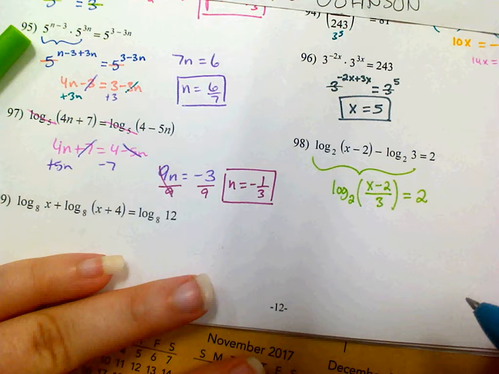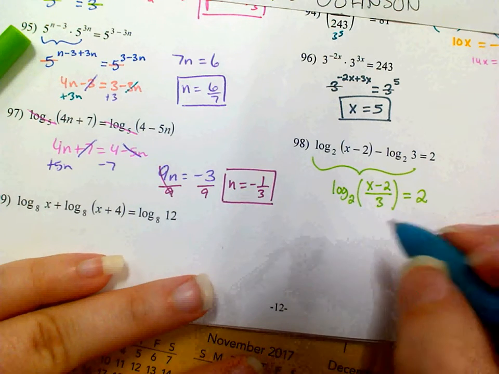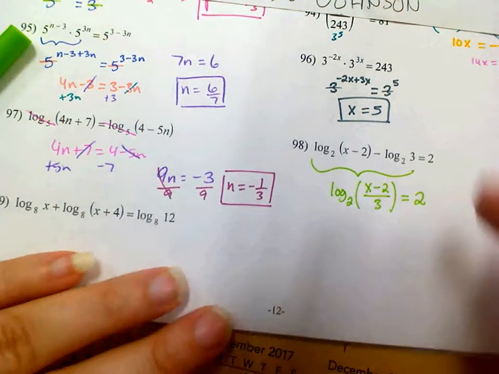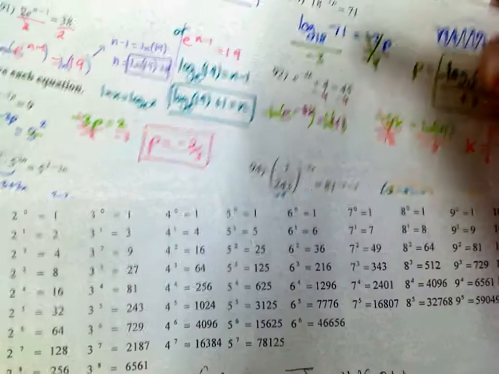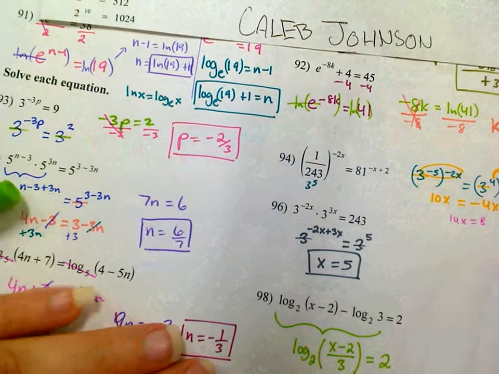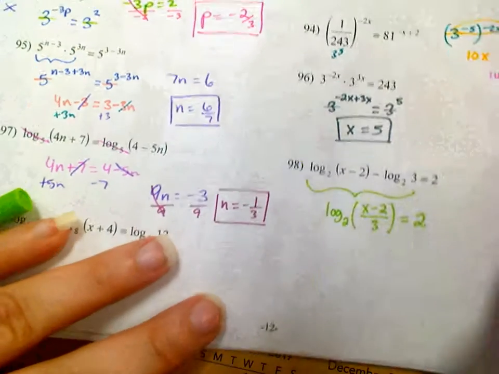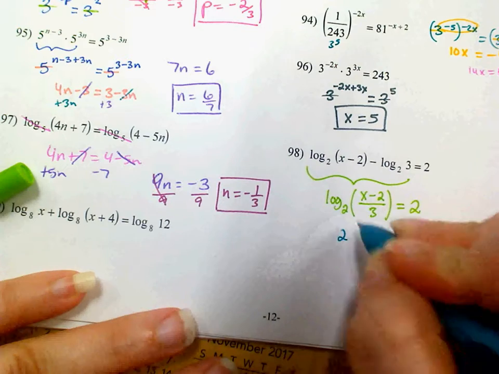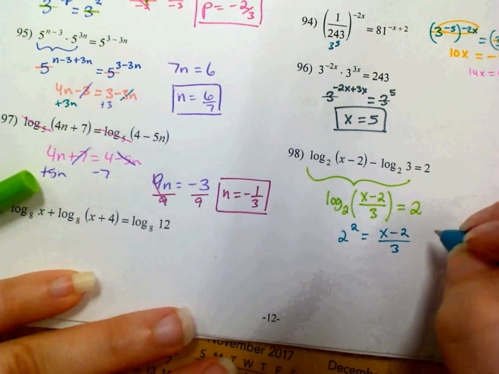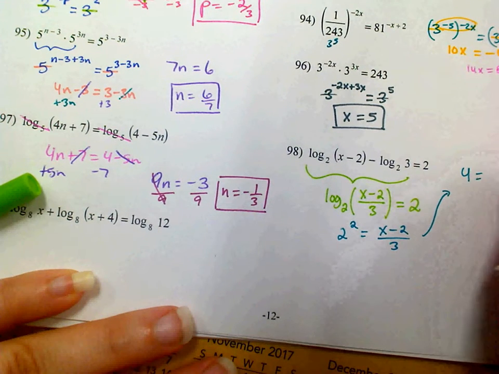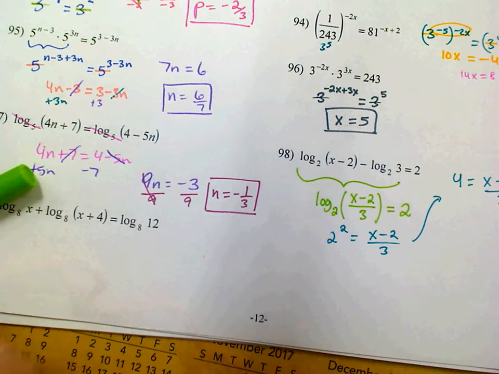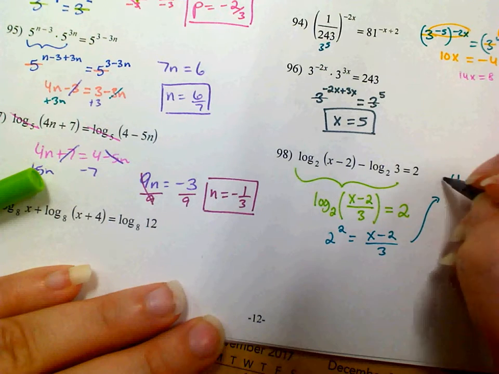Thank you. So, I've got a log equal to a number, and just like up here when we were solving exponential equations, when you had an exponential equal to a number, we converted to a log. Well, down here we have a log equal to a number, so we want to convert to an exponential. So we say 2 to the second power equals all of that, x minus 2 divided by 3. 2 squared is 4. So I'm actually dealing with 4 equals x minus 2 divided by 3. To undo the division, we multiply by 3 on both sides. And I'm left with 12 equals x minus 2.